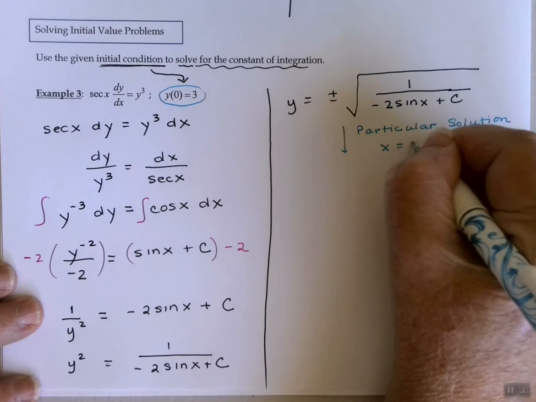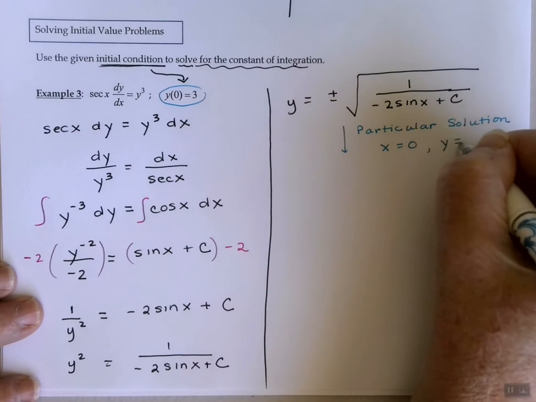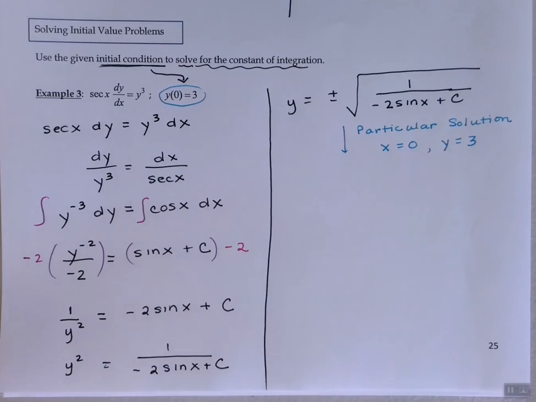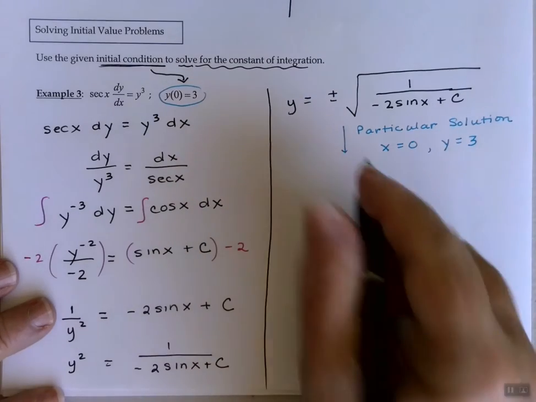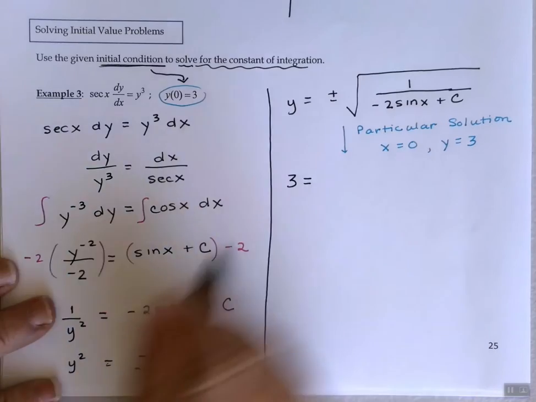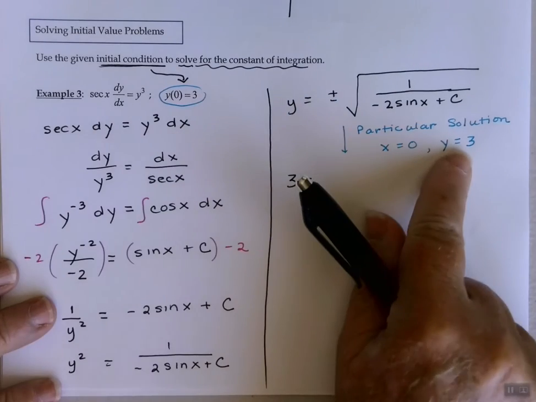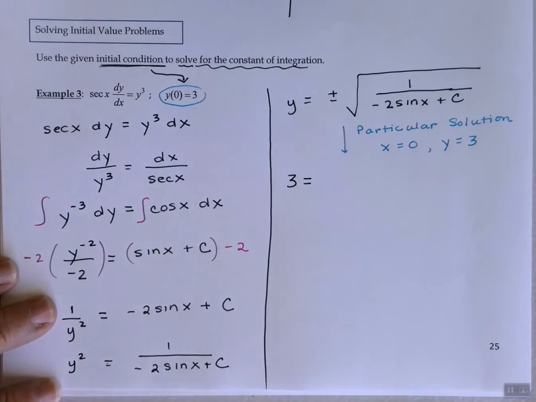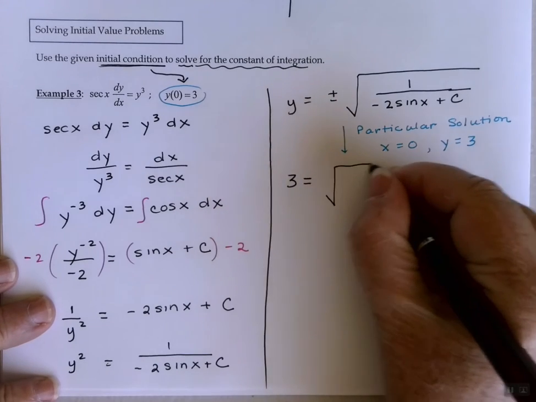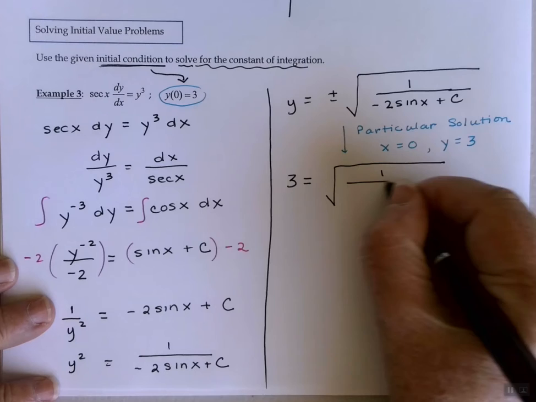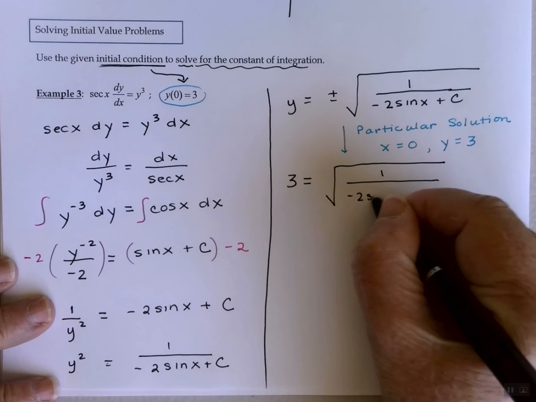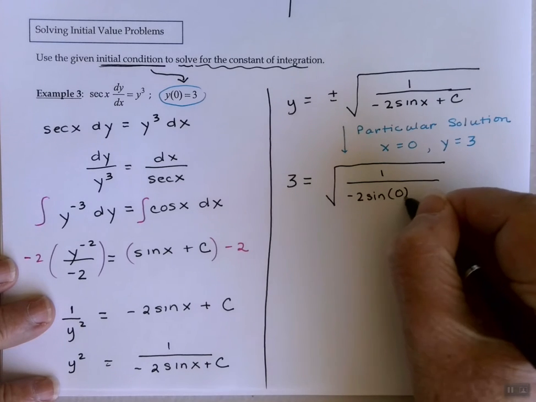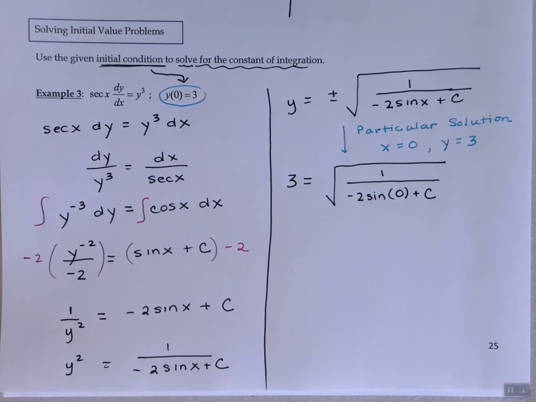In this case, they're telling me that when x is 0, y is 3. So I'm going to put in 3 for the y. And since I did give a positive in that initial condition, I'm going to have to use the positive square root. Otherwise, it just won't work. Put in 0 for the x. And then we just solve for the c.